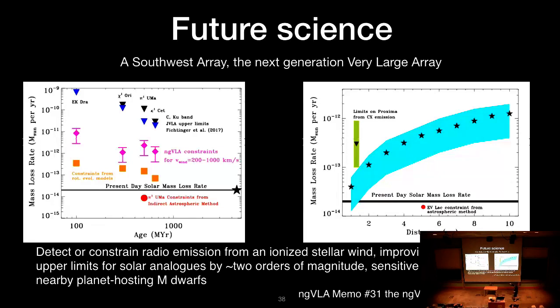And then these 2 circles, those are the astrospheric method that's been used to infer stellar winds. And I can go into a little bit more of the differences between direct and indirect methods, but we need to have a more sensitive direct method for detecting stellar winds.